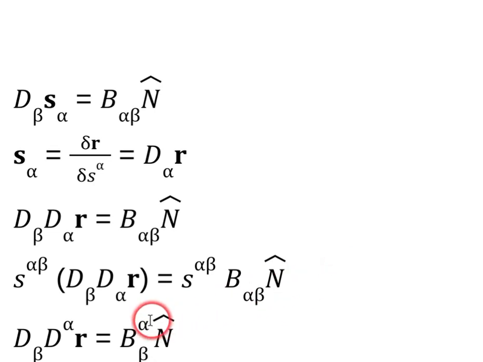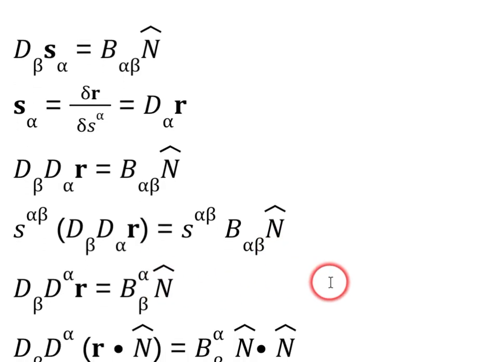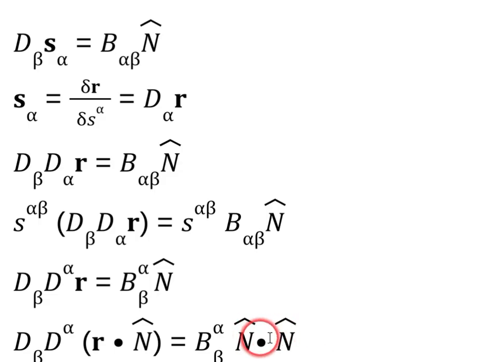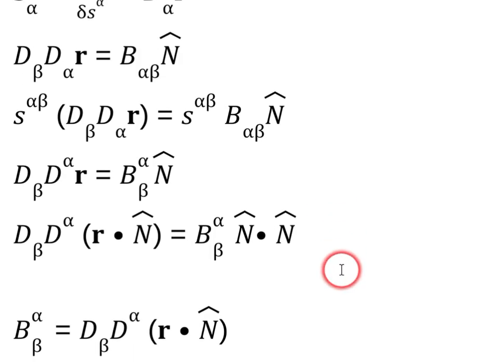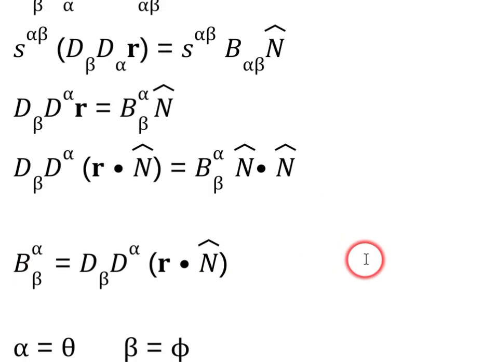Now we want to isolate the curvature tensor with the mixed indices. So we dot both sides with this unit normal vector, and you know this is just 1, right? So now we've got it by itself, and it looks like this. Now, what actually is this? Let's look at what it actually means.